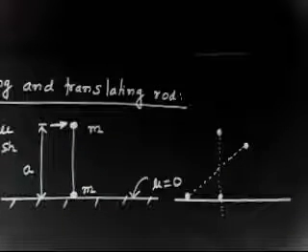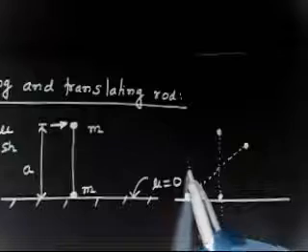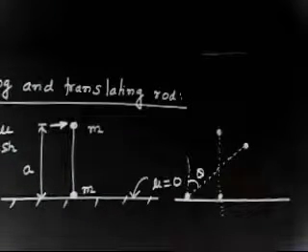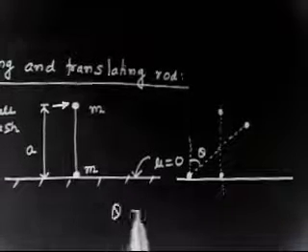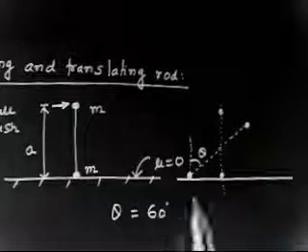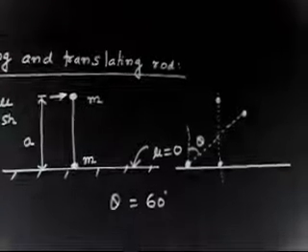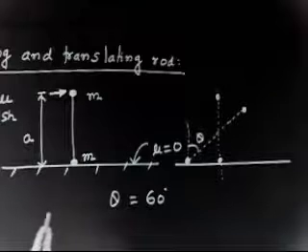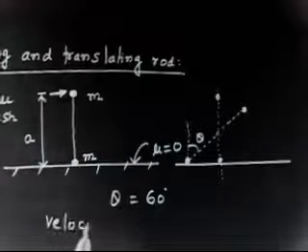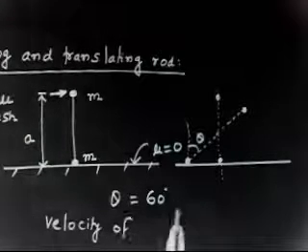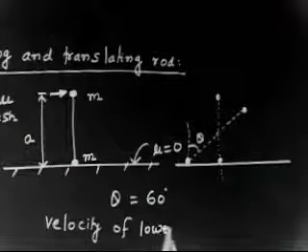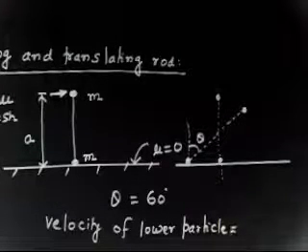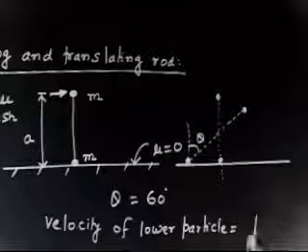Are you getting? So this is going, and this time the question says the inclination from the vertical is theta, that is 60 degrees. So when the inclination is 60 degrees, you have to find the velocity of the lower particle. So you have to show that the velocity of the lower particle is given by under root of g a by 14.